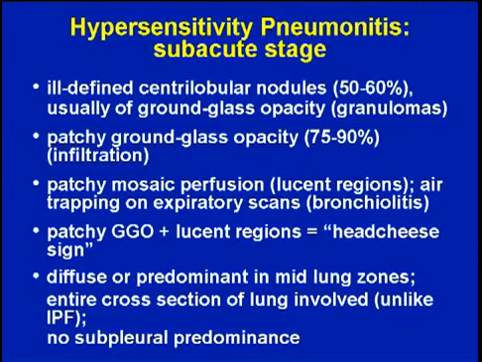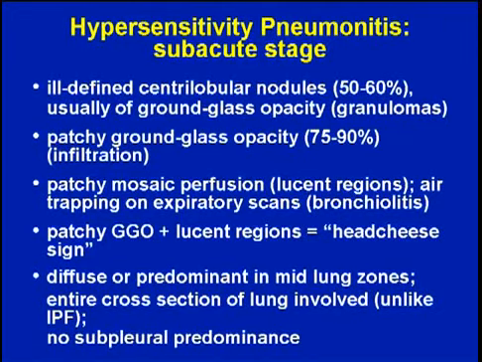And if you see a combination of patchy ground glass opacity and lucent regions of mosaic perfusion, which is quite common in this disease, that has been very eloquently termed the head cheese sign by me. And it's a finding that is very helpful in suggesting the diagnosis, something that's pretty easy to recognize and can lead you quite quickly to the correct diagnosis. I'll show you all about that.